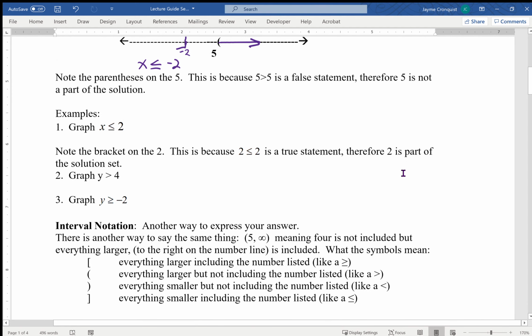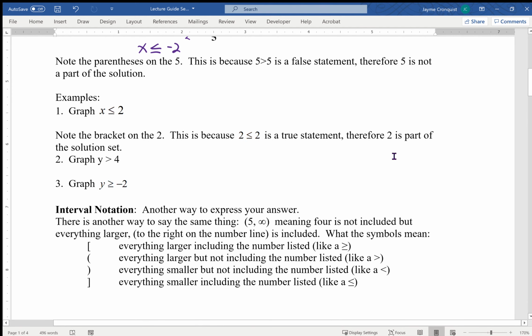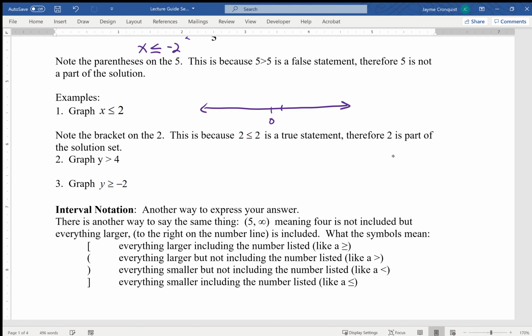Okay, so graph x is less than or equal to 2. Okay, so we have 0, 1, 2. All right, we're going with x is less than, and then it does have the equal to, so we use a square bracket. This indicates this direction.